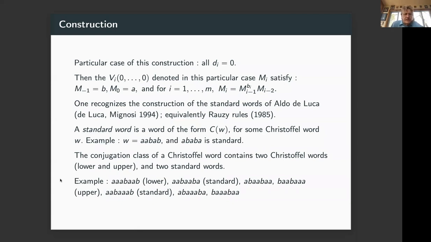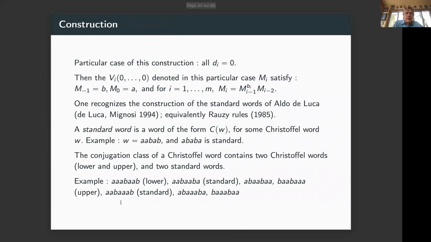Let me show this example. You start with the lower Christoffel word AABAAB. This is the lower one. And if you put the A at the end, you obtain a standard word. You have also the upper Christoffel word here and another standard word here.